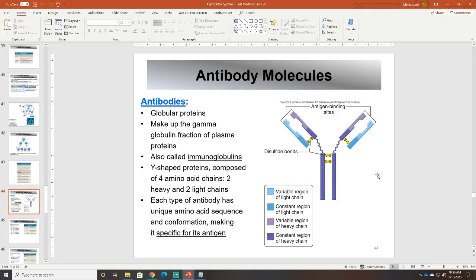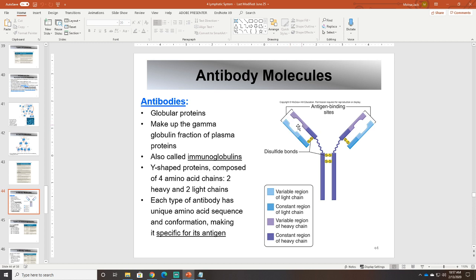So antibodies, okay, these are proteins. They're Y-shaped molecules. And there's going to be a heavy chain and a light chain. The antigen binding sites are up here. Okay, so this is the region that binds to antigens, and which antigen it binds depends on the shape.